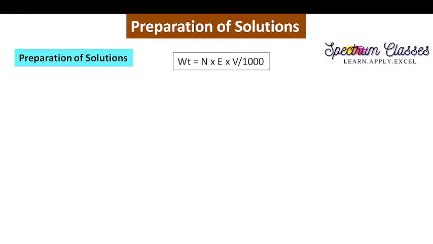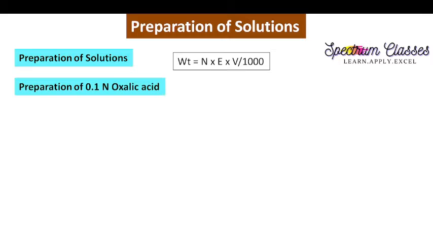So let's start with the preparation of solutions. First of all, we are going to prepare the solutions, and for that we need to calculate how much weight has to be taken for a particular solute and in how much solvent we are going to dissolve it. So I simply follow this formula: weight is equal to normality into equivalent weight into volume in liters. Since volume is in ml, I have divided it by 1000, right?